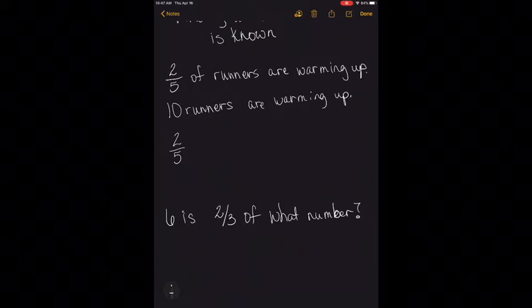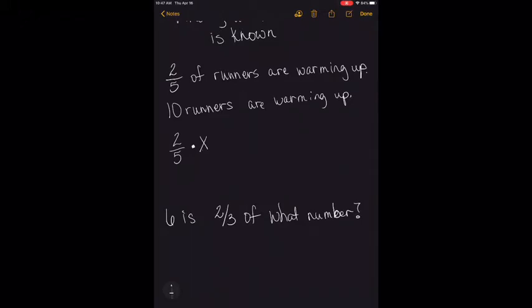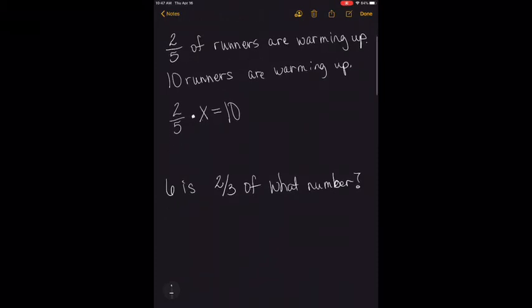So 2/5 is already a number, so I can just write that down. Of, what does of mean in math? It means multiply. Runners, so that represents all of the runners that are in the race. Okay, so that's the number we don't know. That's the number we're looking for. So I'm going to replace that with a variable. And 2/5 of all the runners in the race is 10 runners. Is means equals.